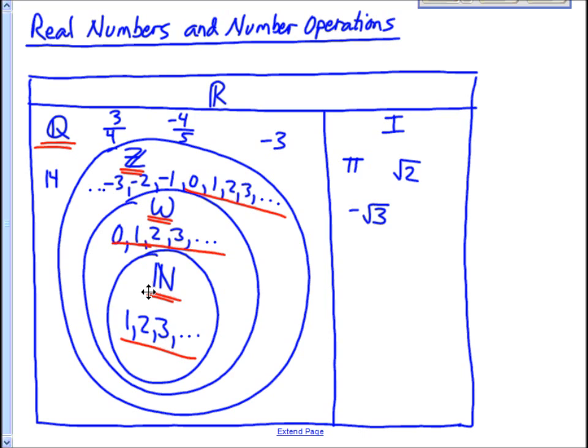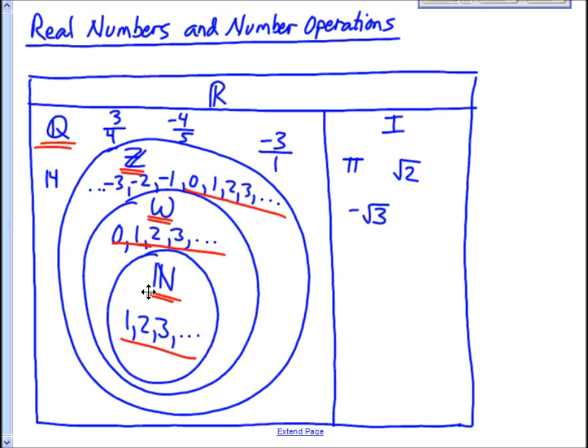Look at this negative 3 over here; I included negative 3. Negative 3 is a rational number. Can you write negative 3 as a ratio of two integers? Sure, I can write that as negative 3/1. So you notice that the natural numbers, the whole numbers, and the integers are all subsets of the rational numbers.